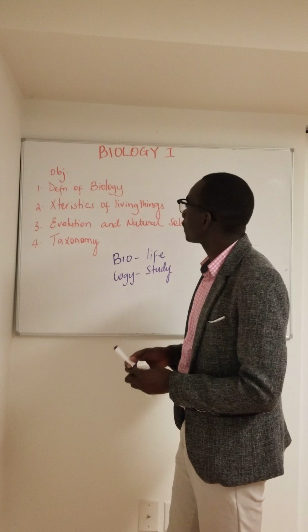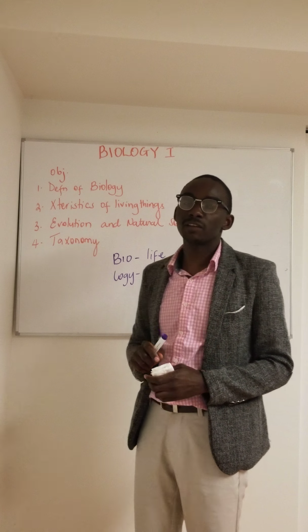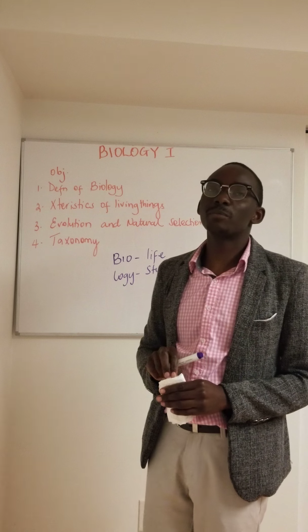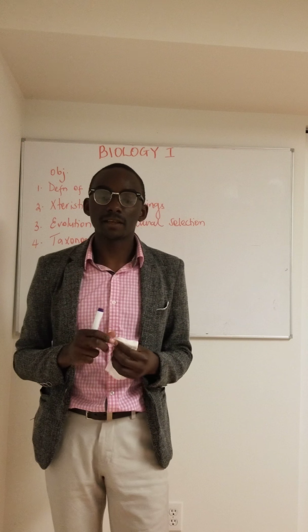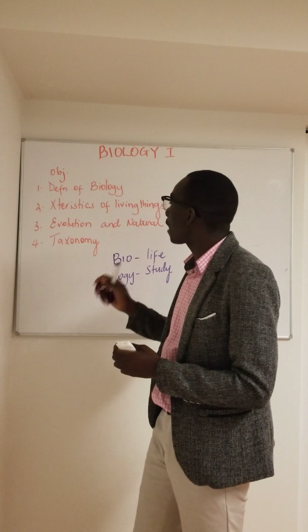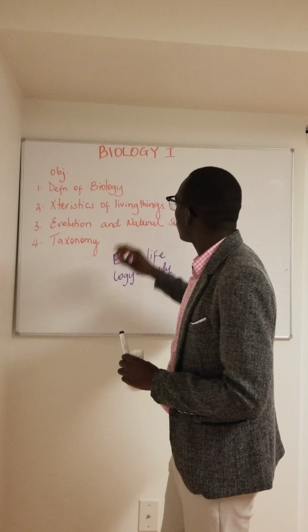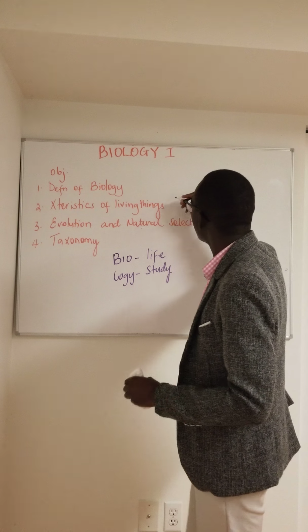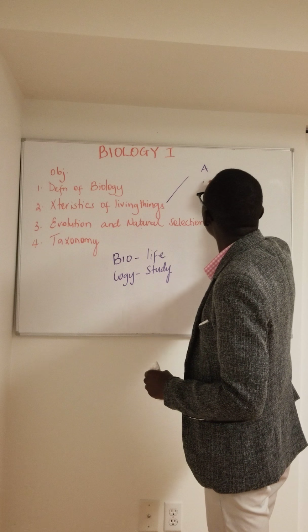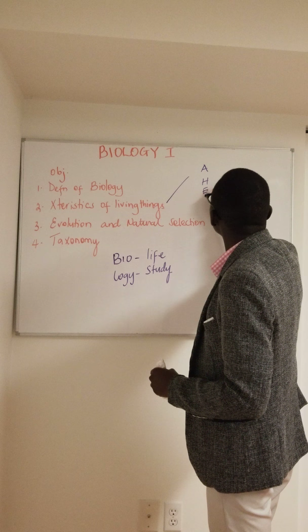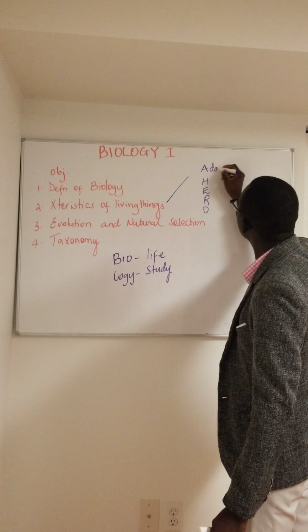So therefore, let's jump into the second objective, that is characteristics of living things. So human beings are living things, fish are living things, trees, name it. And all the living things have characteristics that are all similar. So to know the characteristics of living things, I use an acronym of the word hero, whereby A stands for adaptation.